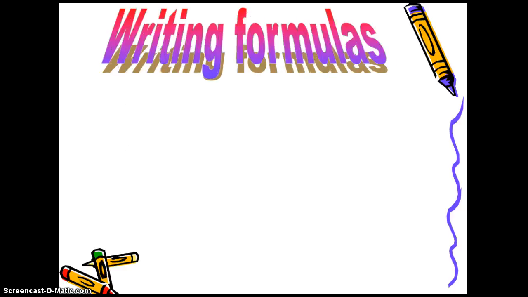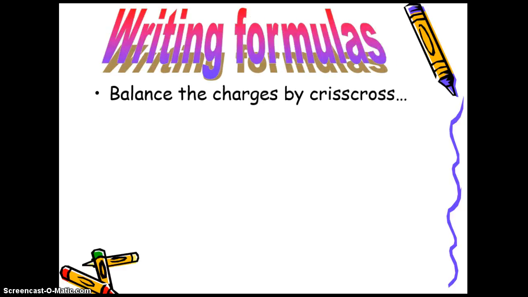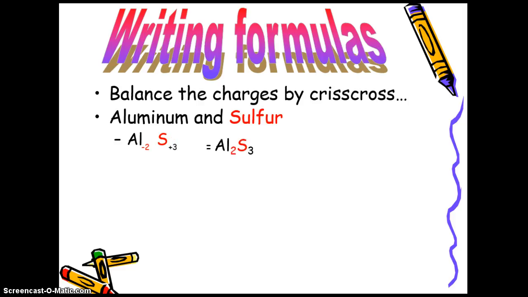Now when we write the formulas for ionic binary compounds, we balance the charges by the crisscross method. Remember, our charges are the pink post-its up on the periodic table, the +1, the +2, the -1, the -2. So for example, if we were naming aluminum and sulfur, aluminum has a charge of +3 because it's our metal, and sulfur has a charge of -2. So if we crisscross the charges and bring them down, our formula would become Al2S3, aluminum sulfide.